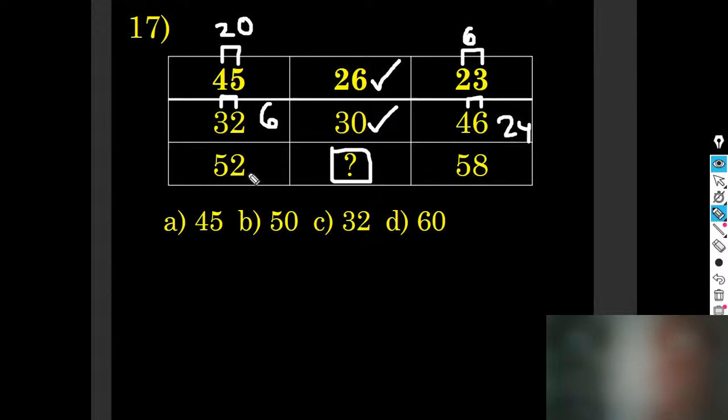Okay, let us check. So just multiply these two. 5 into 2 gives us 10. Next, 5 into 8 gives us 40. Add those numbers. 10 plus 40 gives us 50, which is the correct answer.